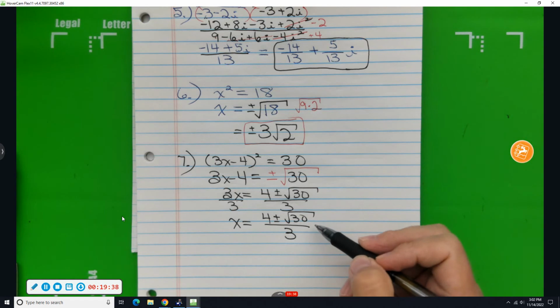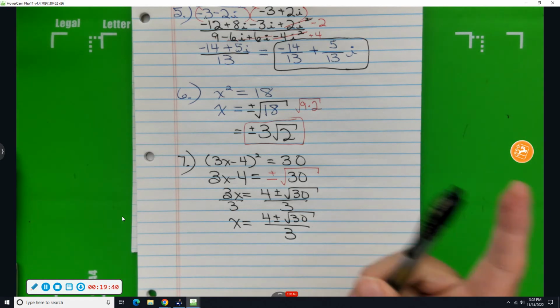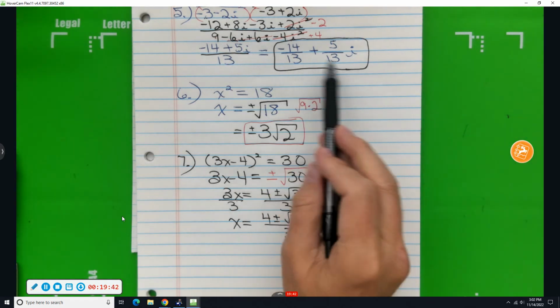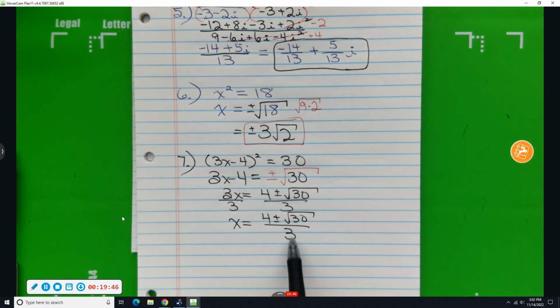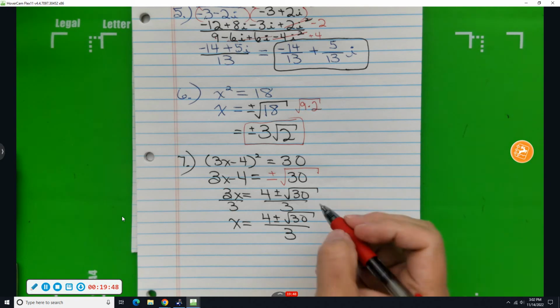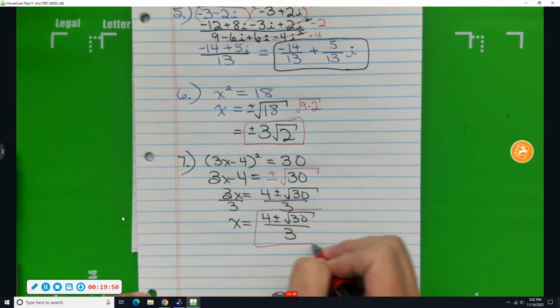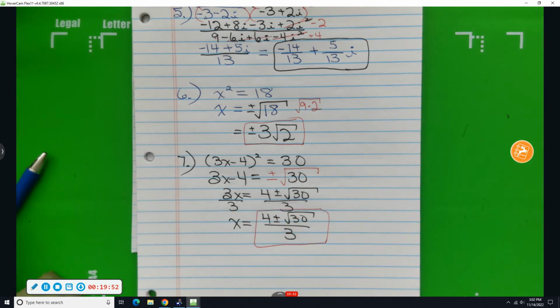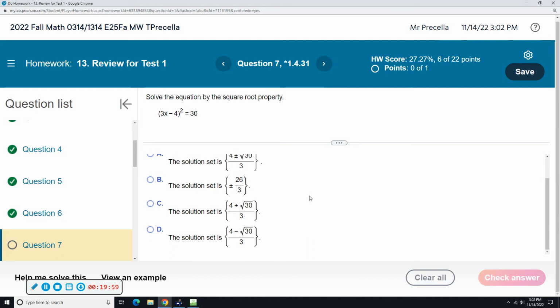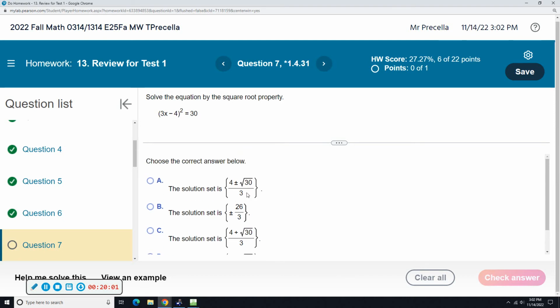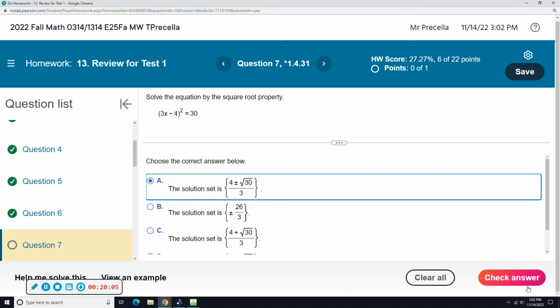Now, if this were imaginary, if there were an i, I would definitely split it up the way we did here. But there's no i, so I bet you this is what they have for us. Remember, it was multiple choice. 4 plus or minus the square root of 30 all over 3. Is that the first one? 4 plus or minus the square root of 30 over 3? I think that's it.